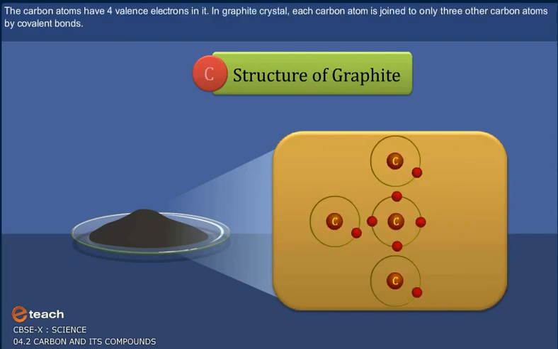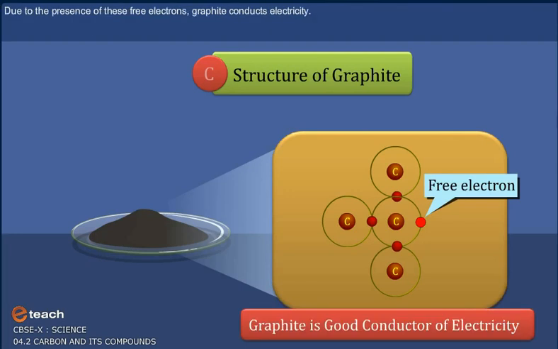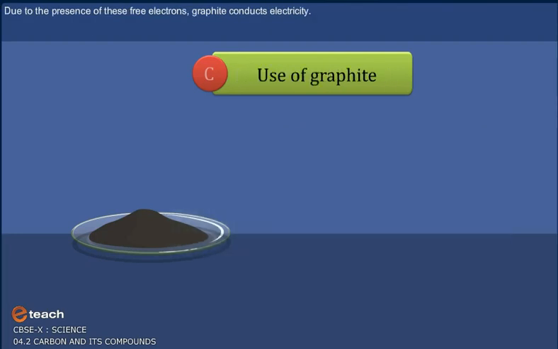The carbon atom has 4 valence electrons. In a graphite crystal, each carbon atom is joined to only 3 other carbon atoms by covalent bonds. Thus, only 3 valence electrons of each carbon atom in graphite are used in bond formation. The 4th valence electron of each carbon atom is free to move. Due to the presence of free electrons, graphite conducts electricity.